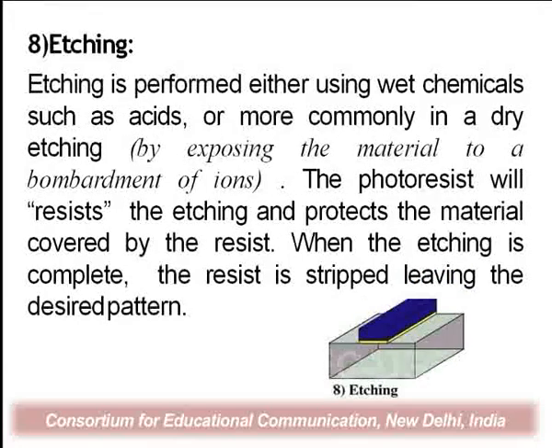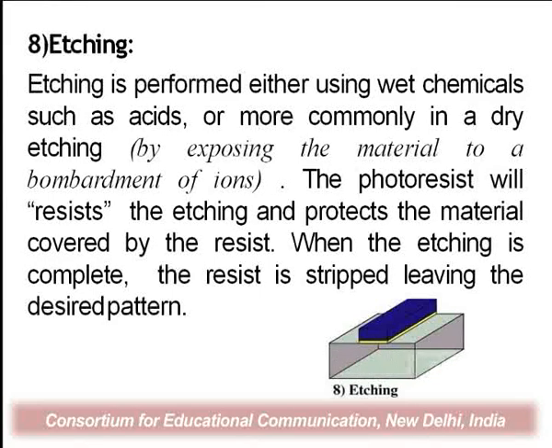The next step is etching. Etching basically is a process where we use wet chemicals to etch out the surface or to remove the undesired area. Etching consists of two types: in one we use liquids, wet etching, where we use acids, and the other is dry etching, where we use bombardment of ions to expose the material.